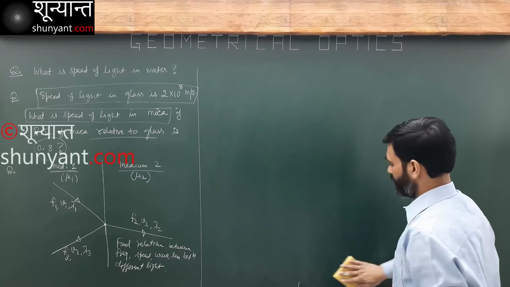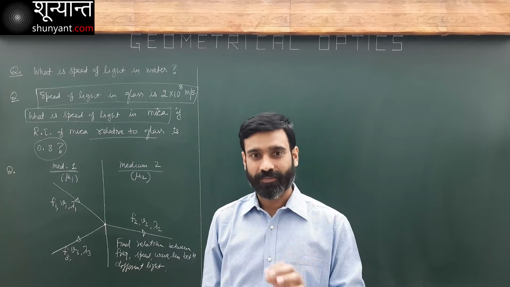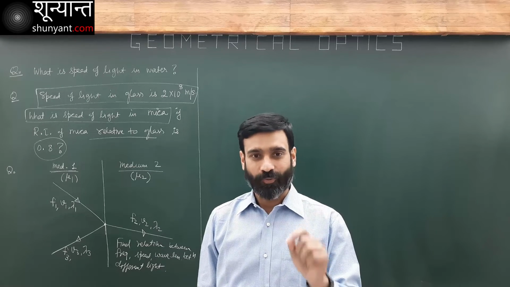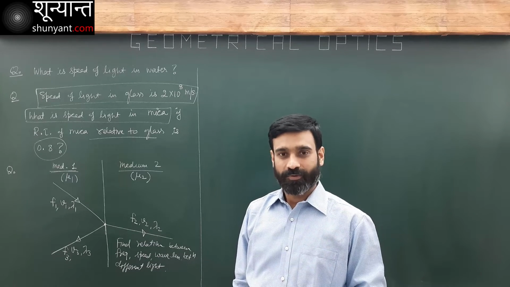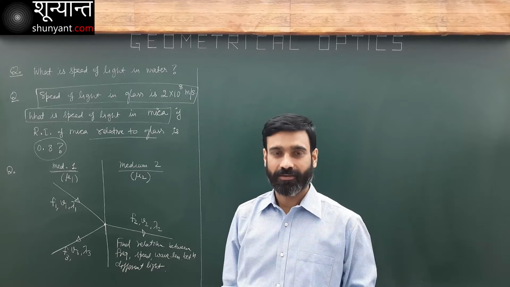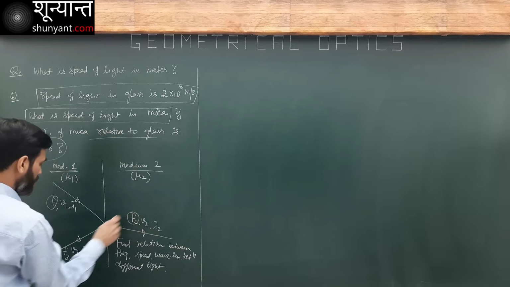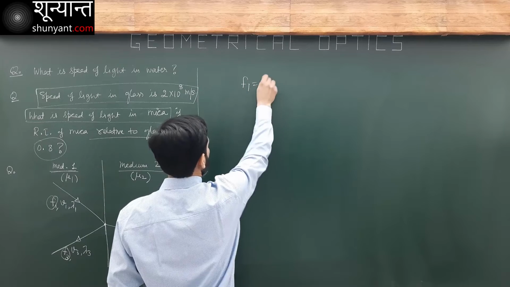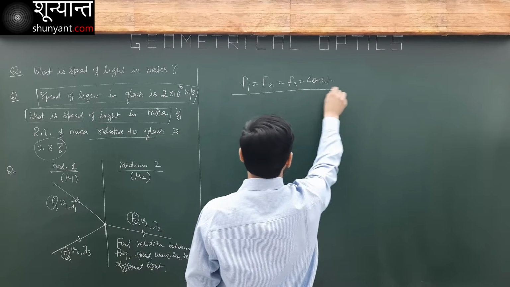First of all, let's relate the frequency. Understand this. No matter what happens, frequency never changes, either in reflection or refraction. Light is a wave, so some source produces it. With whatever frequency the light is produced, that frequency remains constant all the time. It never changes. So here F1, F2, F3 are going to be constant. F1 is equal to F2 is equal to F3. Frequency is constant.